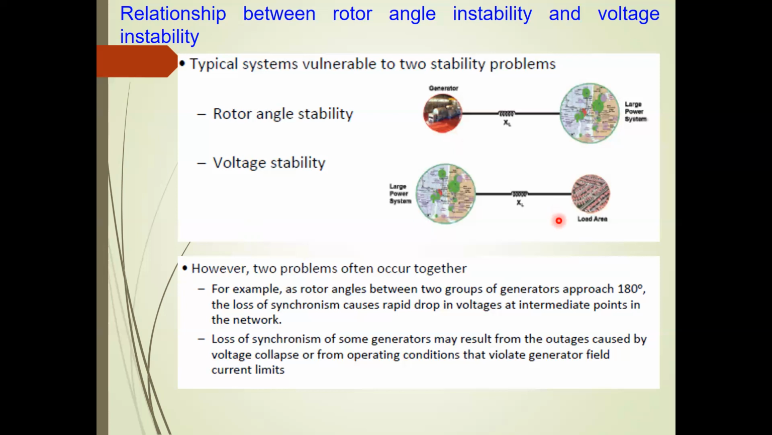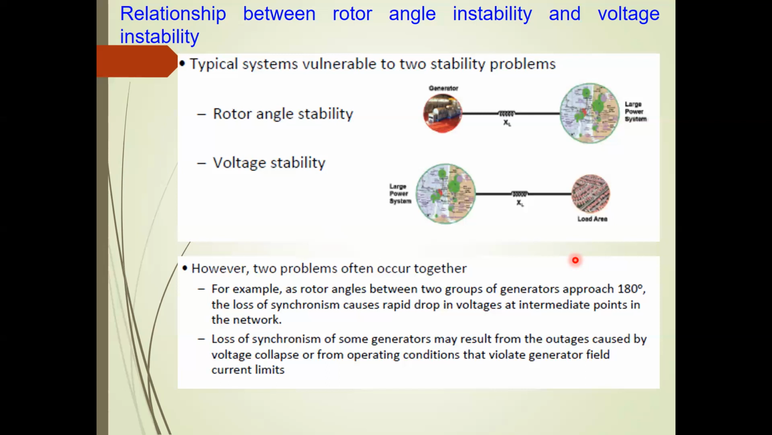But again, remember these two forms are dependent on each other. Let me tell you, if there is a cascade outage or a blackout occurrence, then one form of instability will translate into another form of instability. For example, following a disturbance, the rotor angle deviates. That means the initiation of instability is because of rotor angle. But then, let's say one of the generators fails, it is out, and your load remains connected still.